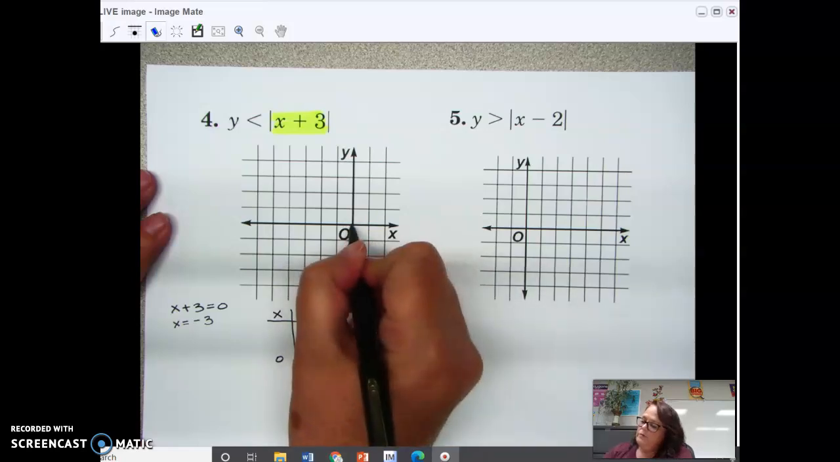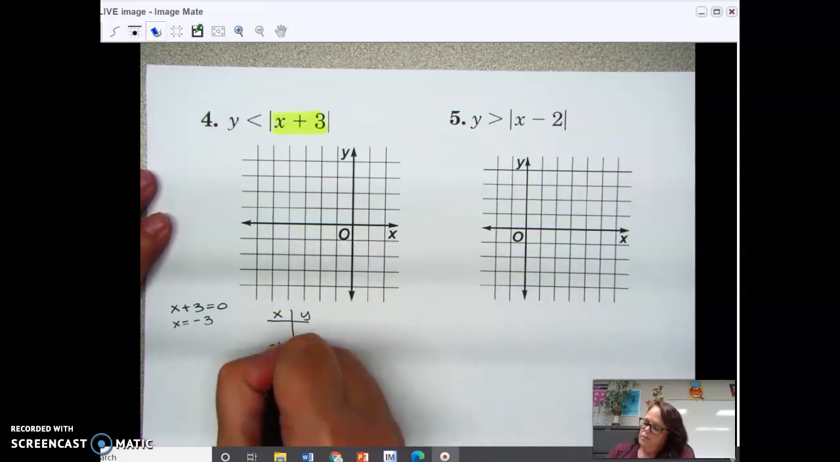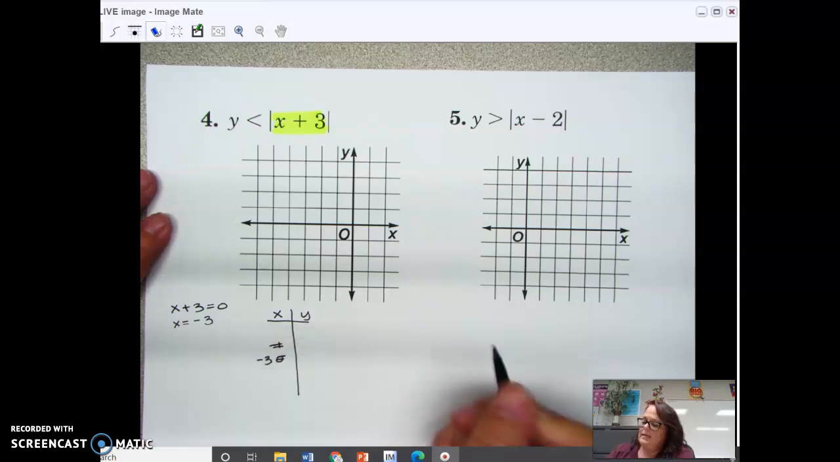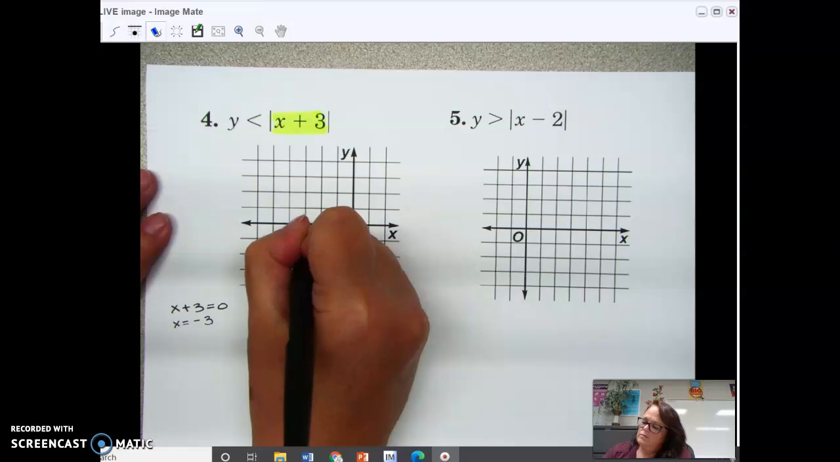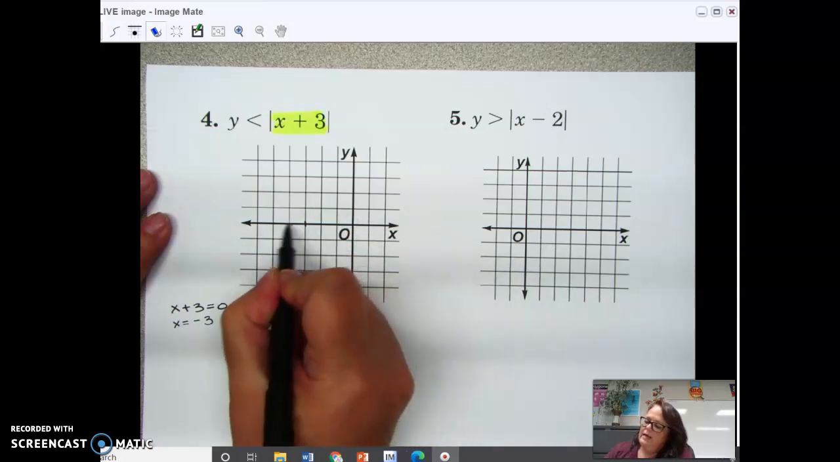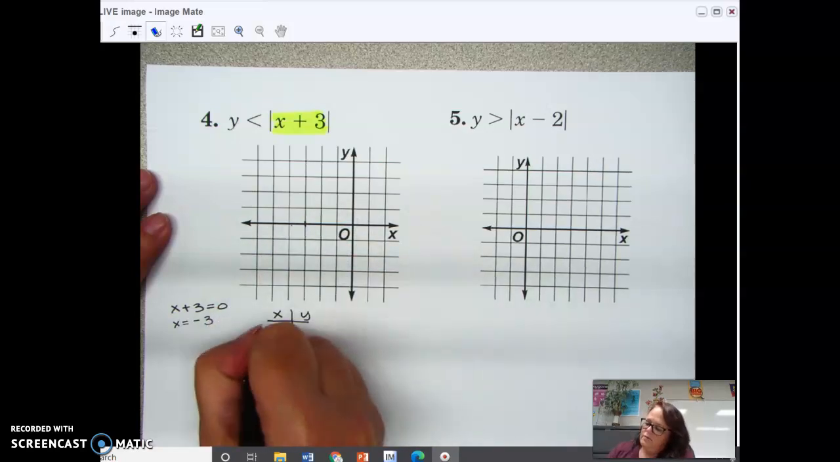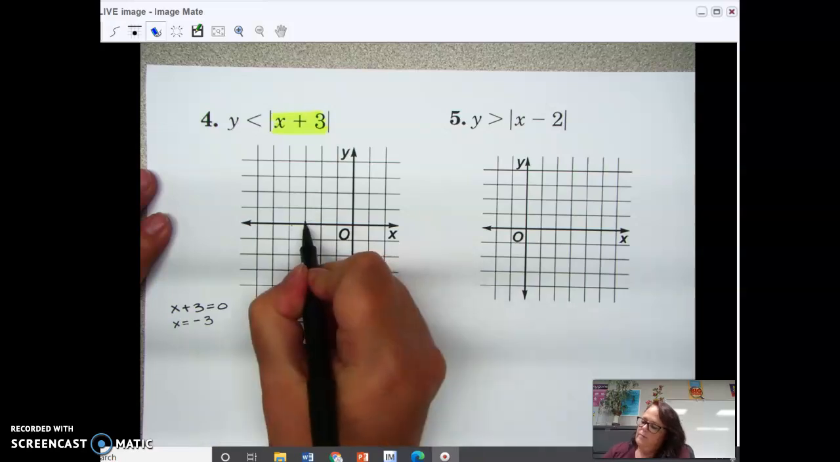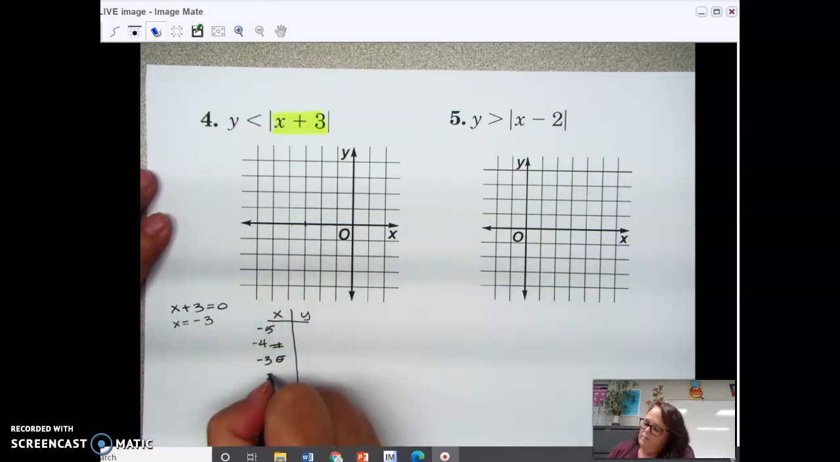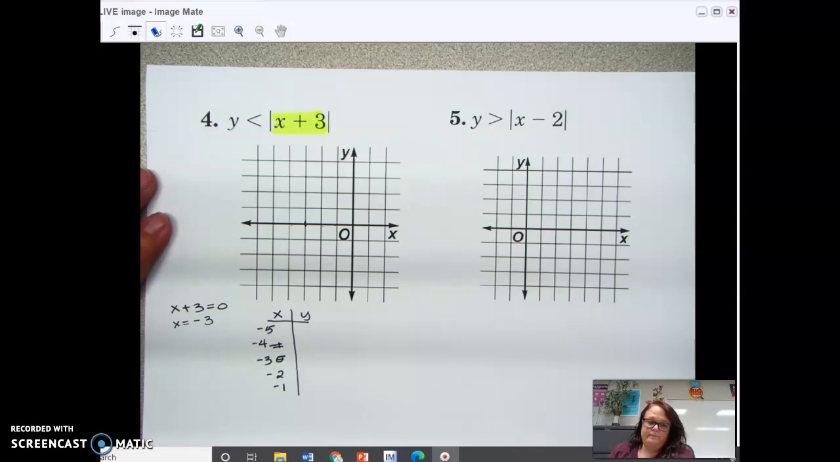So we're going to make negative 3 the centerpiece. So negative 3 is right here. So 2 steps to the left, I've got negative 4 and negative 5. And then from negative 3, 2 steps to the right would be negative 2 and negative 1.